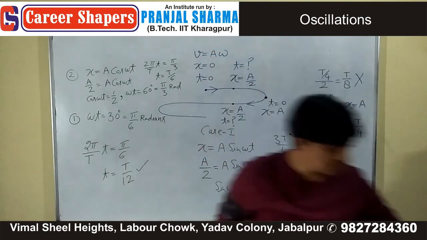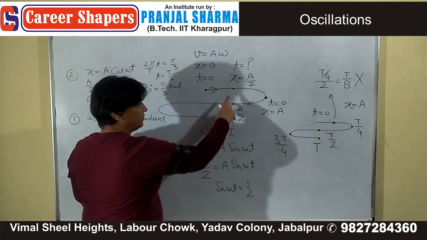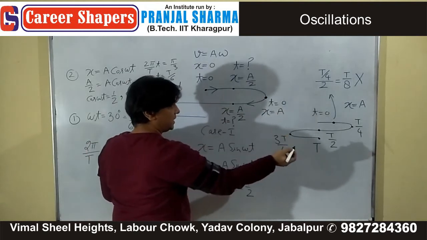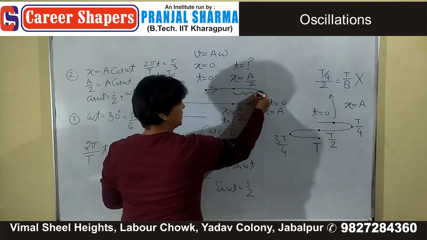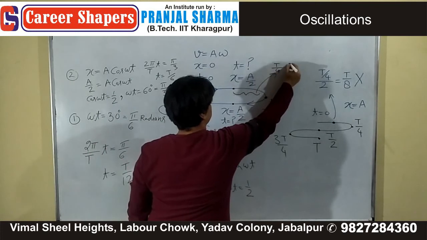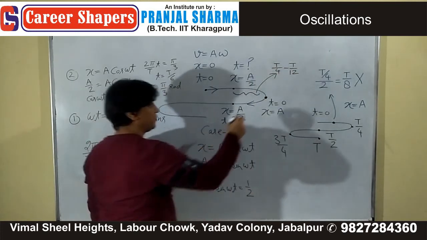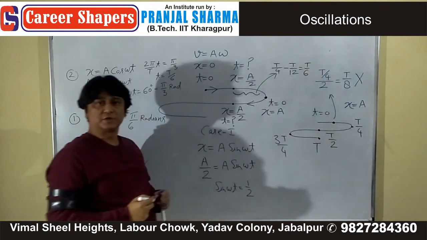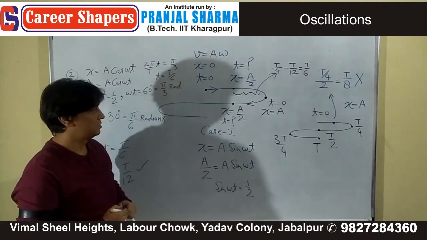So for time between this and this position, we can directly use what? This time is T by 4 minus T by 12. What is T by 4 minus T by 12? This is T by 6, which is the answer for the second question.